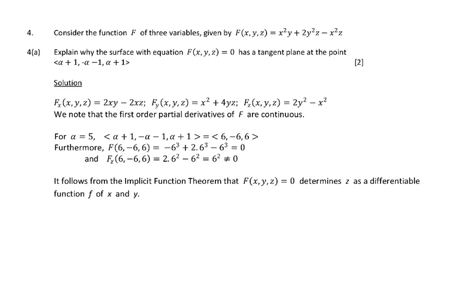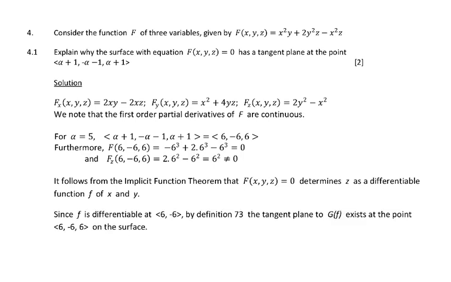We have shown that the conditions of the implicit function theorem are met, and so we can conclude that the equation f at x, y, z equals 0 determines z as a differentiable function, lowercase f, of x and y. Since the function lowercase f is differentiable at the point 6, negative 6, by definition 73, the tangent plane to the graph of f exists at the point 6, negative 6, 6 on the surface.